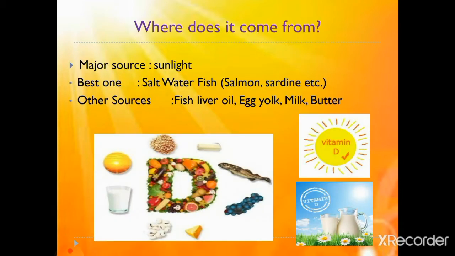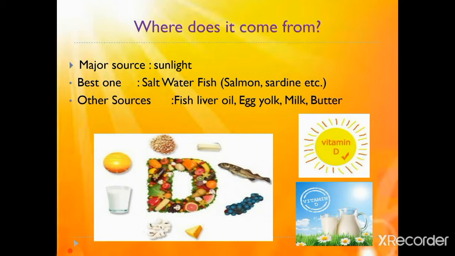Major sources: the major source of vitamin D is sunlight, during the slanting rays of the sun, that is before 10 o'clock and after 4 o'clock. The slanting rays contain certain UV range around 350 nanometer, and in that wavelength vitamin D is synthesized underneath our skin when the skin is exposed to them.